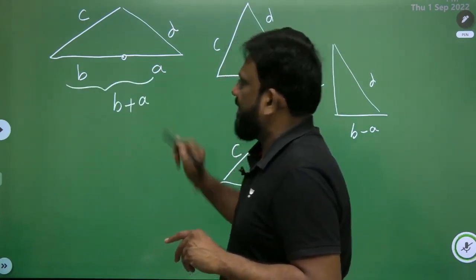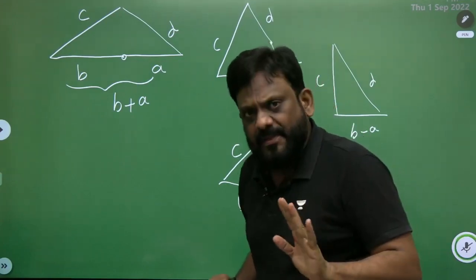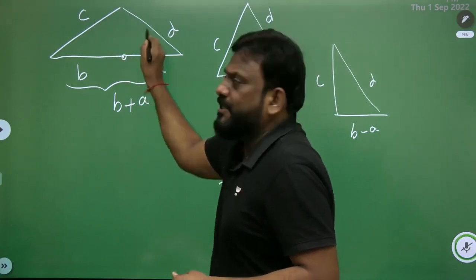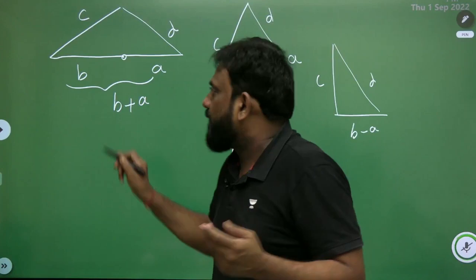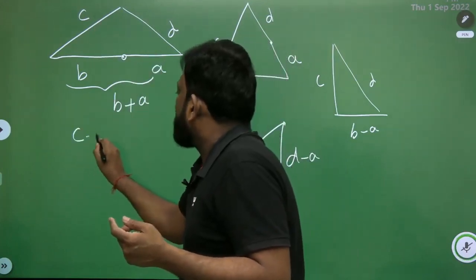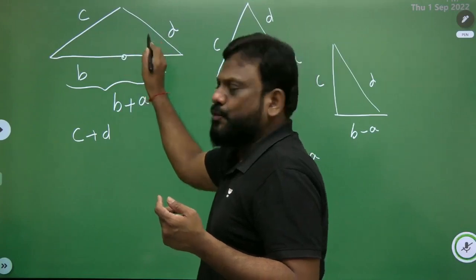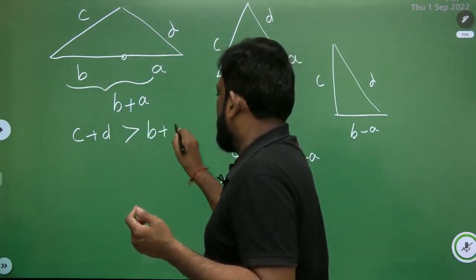Definitely I can write it as B plus A. So according to the triangle principle, if the triangle is to be formed, the sum of any two sides should be greater than the other side. That is the simple principle. Look once: C plus D is one side, and this is another side. The sum of these two sides should be greater than the other side, that is B plus A.